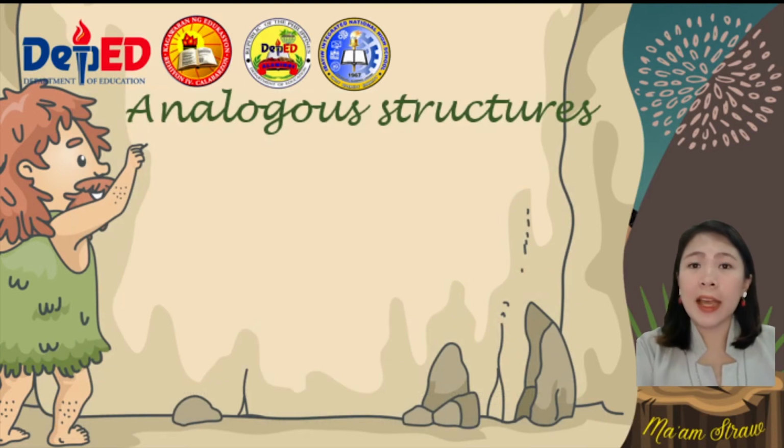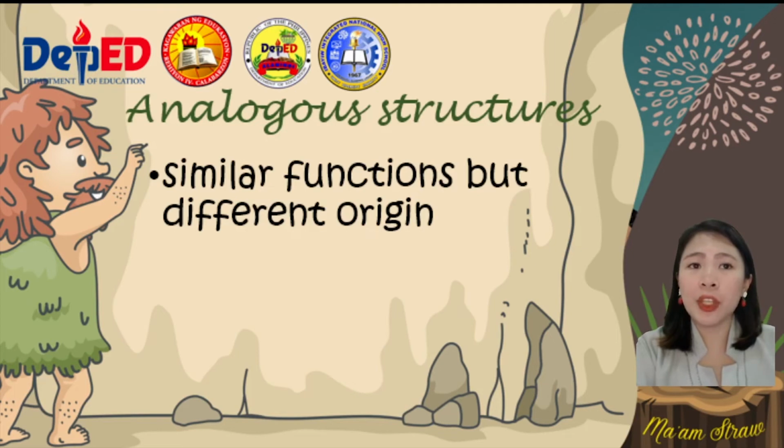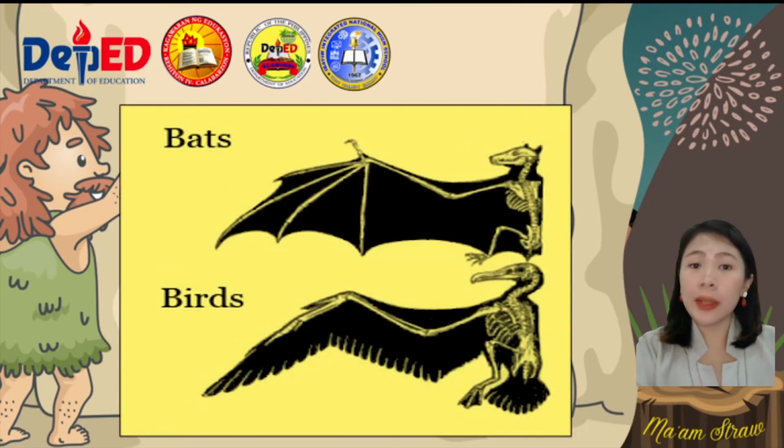Next one is the analogous structures. Structures of unrelated species may evolve to look alike because the structures are adapted to similar function. These are called analogous structures. Analogous structures have similar function but different origin. Like a bird's wing and a bat's wing have the same function, but these are not evidences that they came from a common ancestor. The similarity only reflects similar needs brought about by the environment.